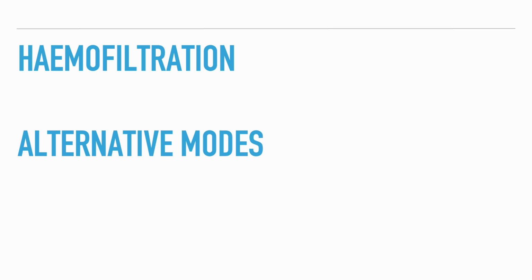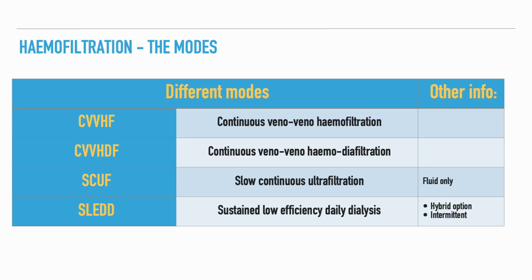All modes are hemofiltration based when we talk about critical care patients. Whilst the majority of the time you will see these two modes, there are other modes. So let's touch on these briefly. The alternative modes include slow continuous ultrafiltration or SCUF. Here all you're doing is removing fluid and not replacing that fluid, which is useful in an unstable patient with fluid overload.